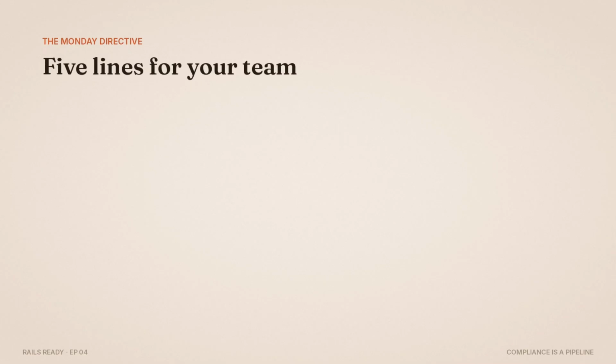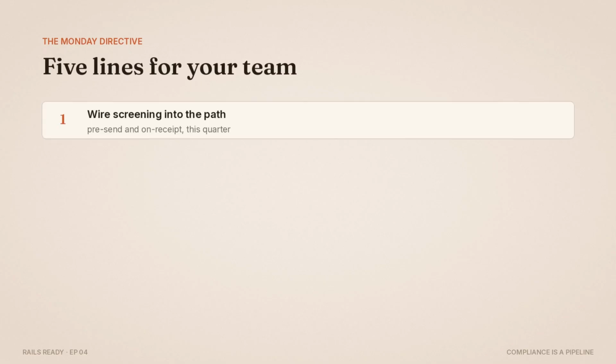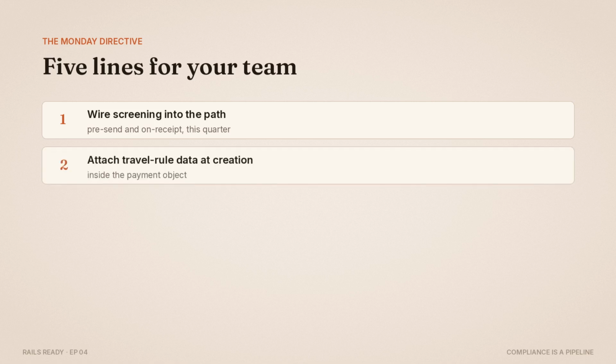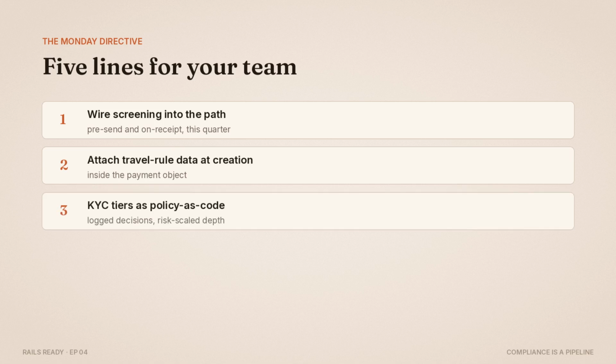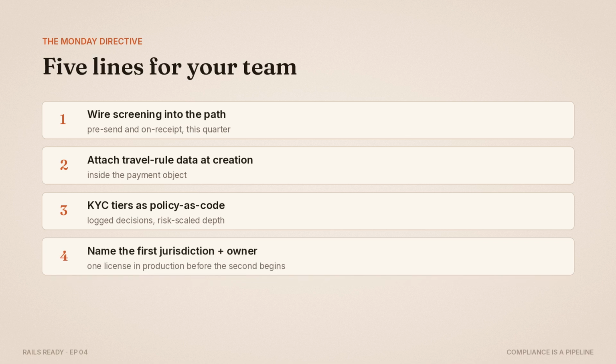The Monday directive: choose a screening vendor and wire it into the payment path this quarter, pre-send and on receipt. Attach travel rule data at payment creation. Write your KYC tiers as policy as code with logged decisions. Name the jurisdiction you will be licensed in first and the officer who owns the relationship.